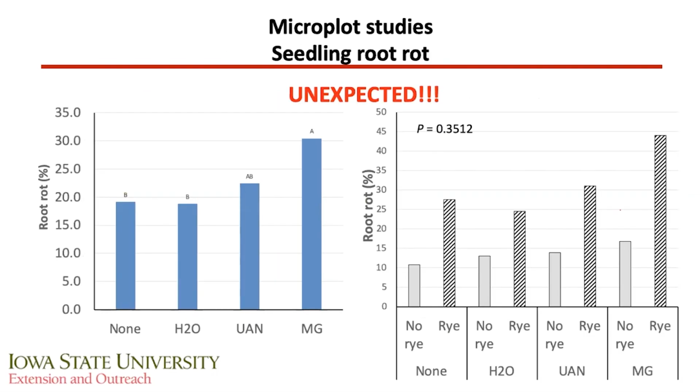What was very unexpected in this trial was that we had more root rot where we applied the nitrogen, and particularly the Miracle Grow. You'll remember at the beginning that our hypothesis was that these seedlings are struggling because they're not getting enough nitrogen, and therefore they're more susceptible to disease. So this was a big surprise to us that we have more seedling disease with our UAN or our Miracle Grow.